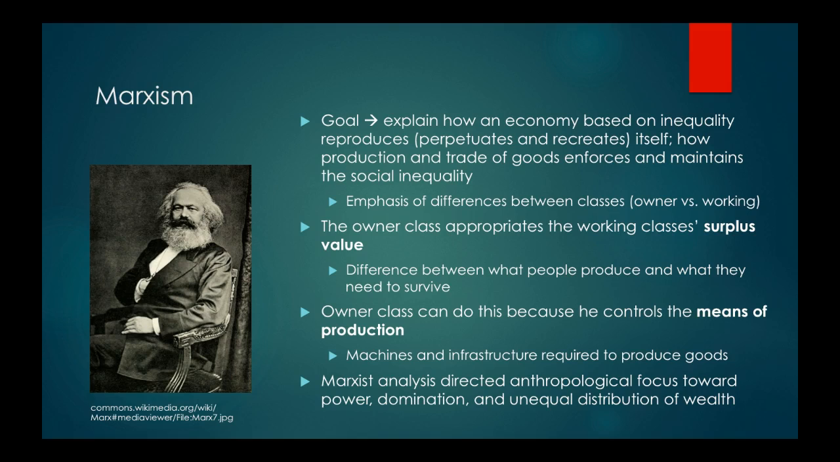And so the working class doesn't get to keep that surplus value. The working class gets what they need to survive, and the owner class takes their surplus and keeps it in their possession. And they can do that because they control the means of production. They control the infrastructure and machinery and things needed to actually produce the goods. So if they're in control of that, they can control who has access to it and thus the wealth and surplus value that comes off of it.